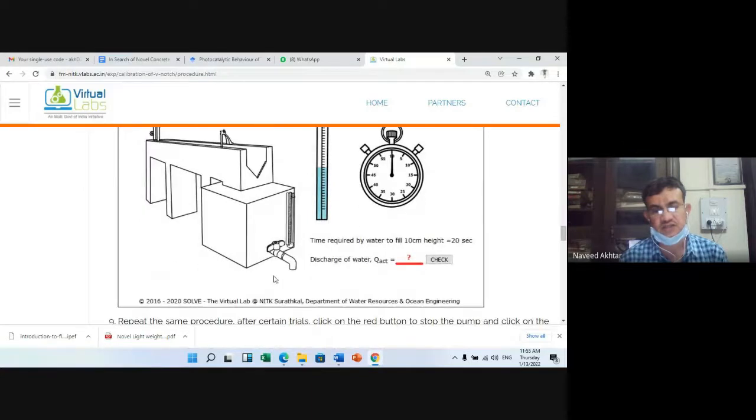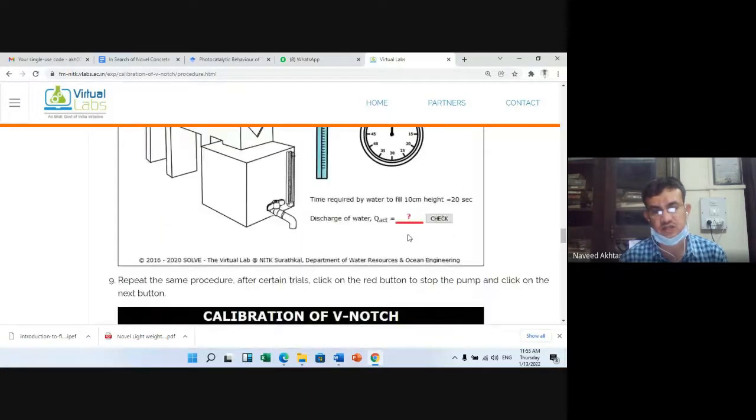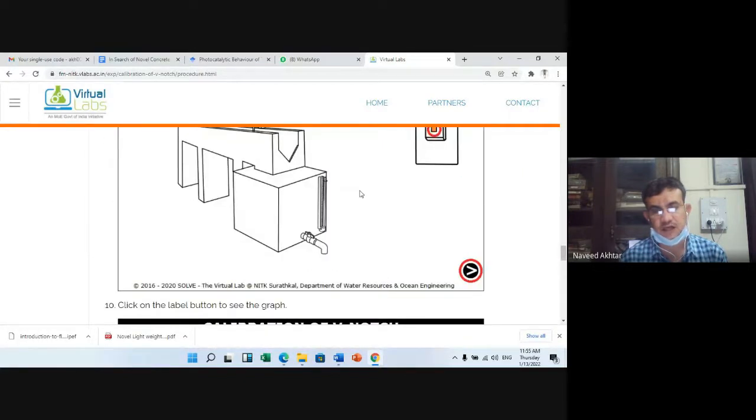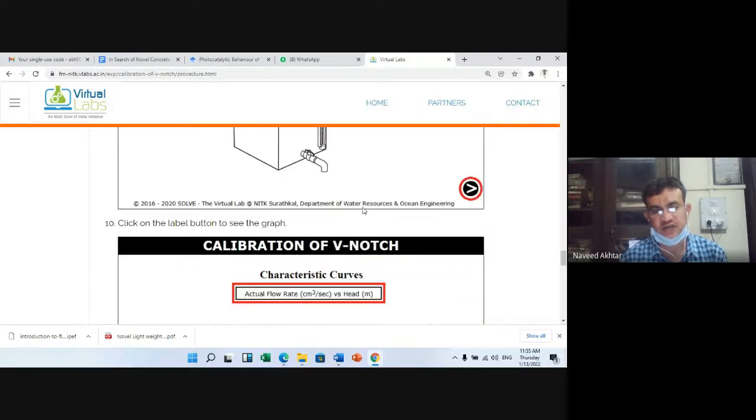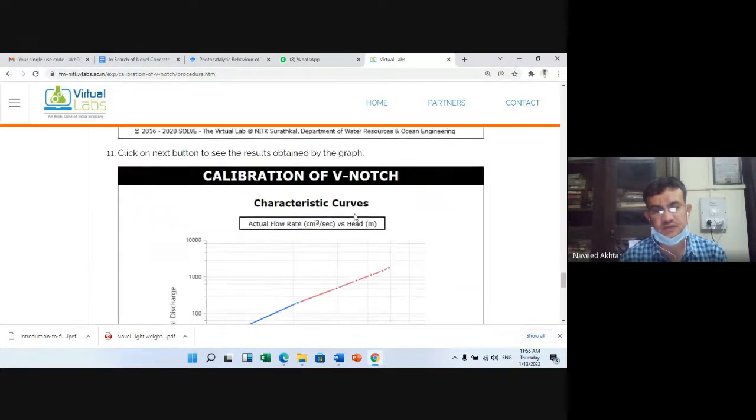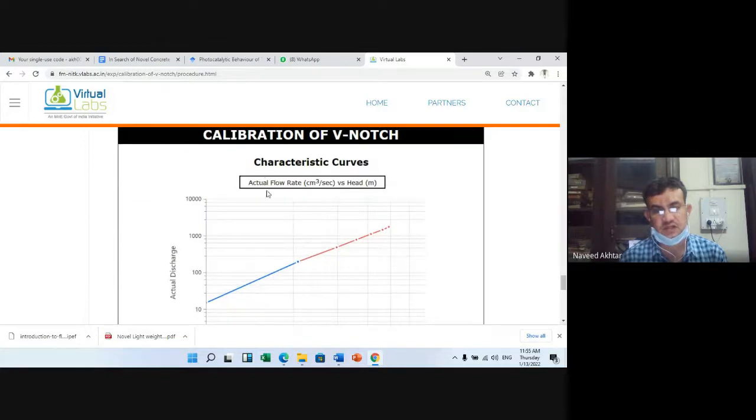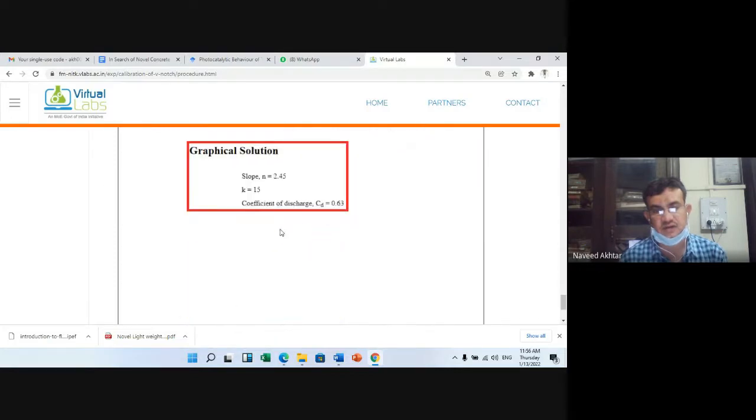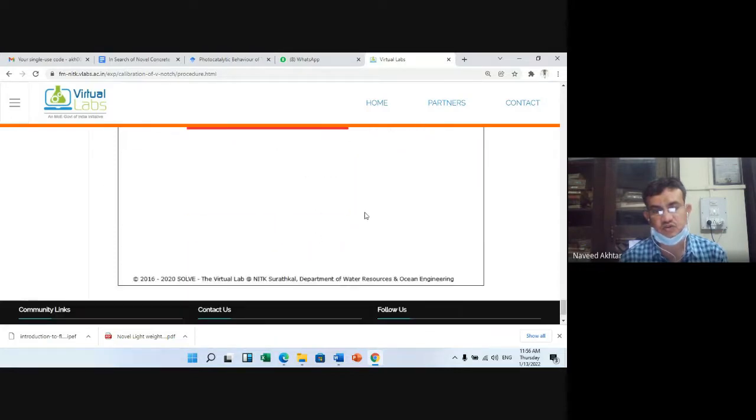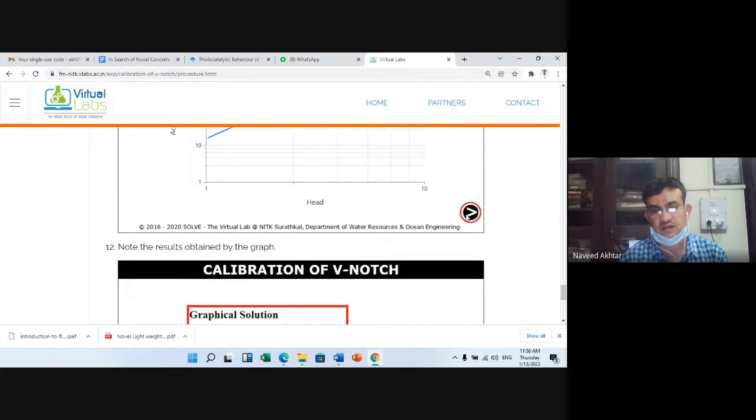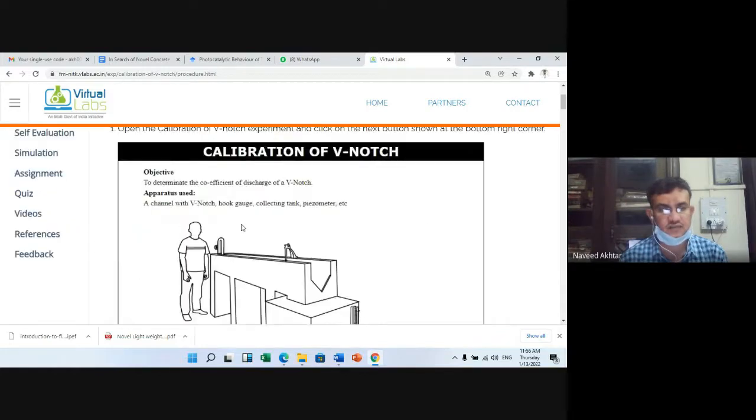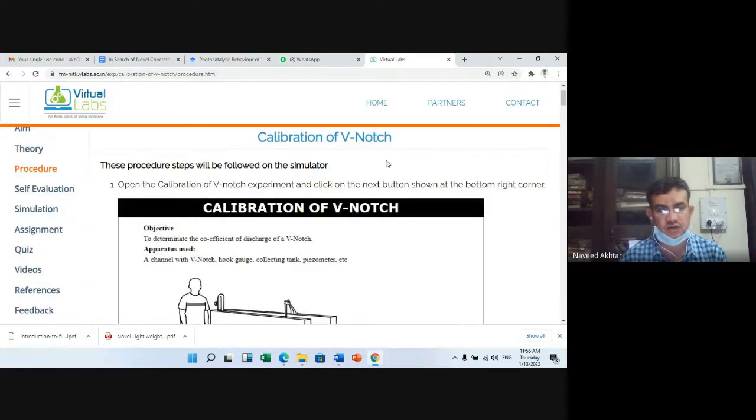Then you can find the Cd. Cd is nothing but Q actual divided by Q theoretical. Plot the graph of actual discharge versus head, and you can find the value or slope from the graph. So generally, we are finding out the calibration of the V notch, and this is our aim.